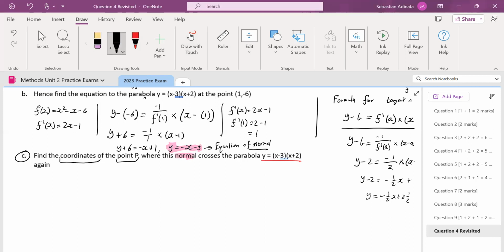The only thing we know is that the normal touches the parabola twice. We are told this basically, but a question could be, does this normal cross the parabola more than once? And you'd have to figure it out. But in this case, all you'd want to do is make the normal equal the parabola again. And by the parabola, I mean the equation. And by the normal, I mean the equation we found before.